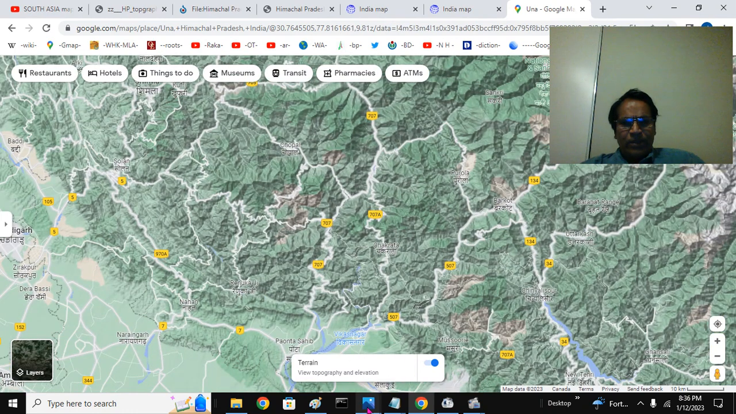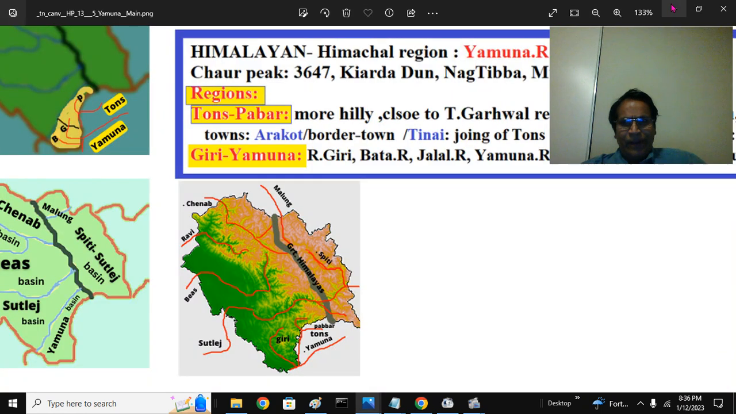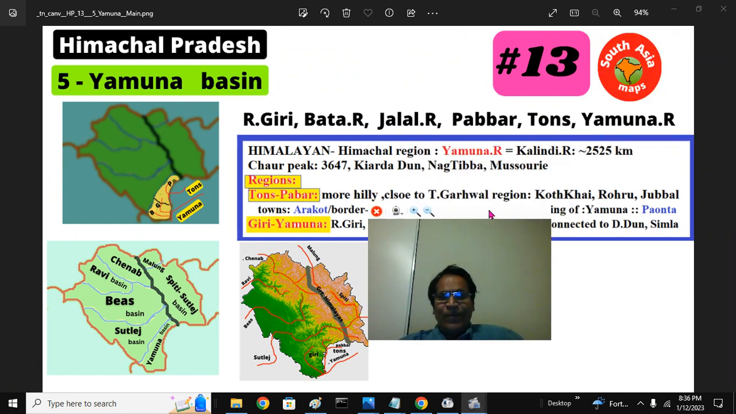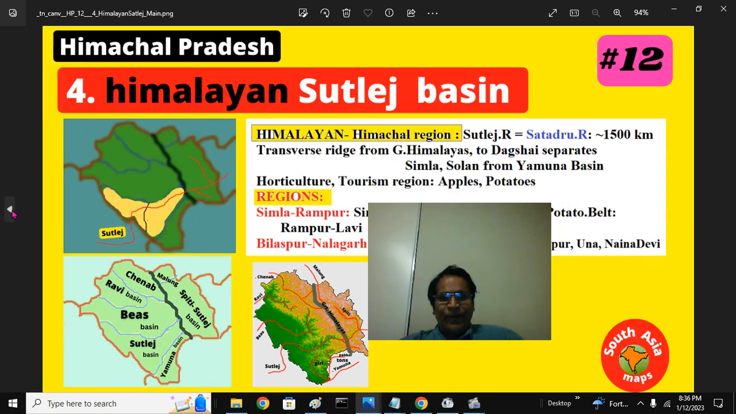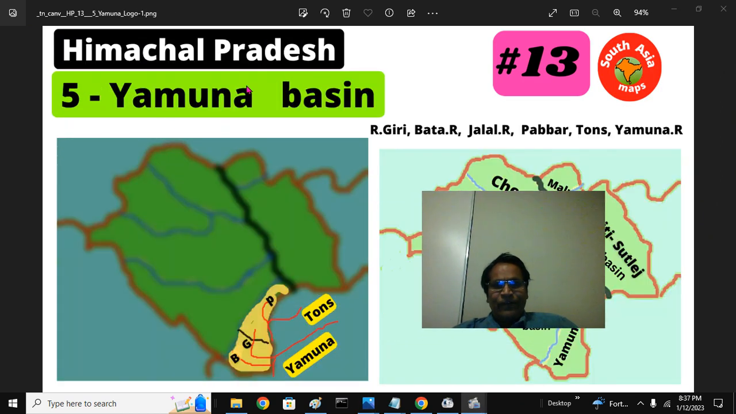Okay, that is in general about the fascinating Yamuna River Basin, the fifth part of the Satluj, the other part, the 13th part. That is the fifth part, the Yamuna Basin, with the Pabbar, Tones, Yamuna, Giri, Bhatta.